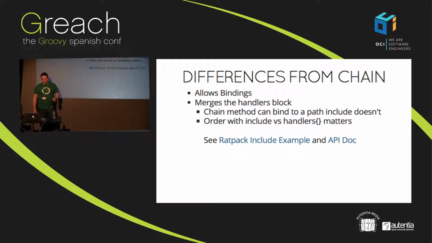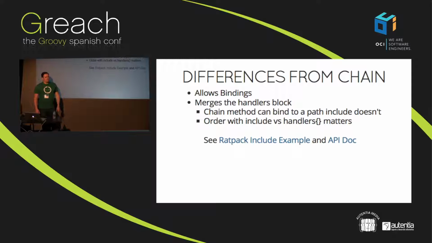So first of all, it allows for bindings. With the chain method, we're only emulating that handlers block in Ratpack, so that's only talking about which handlers are operating on things. You're not able to compose your bindings. In this case, you're actually going to be able to add your bindings together. All your bindings will get merged together in the order in which they're included.